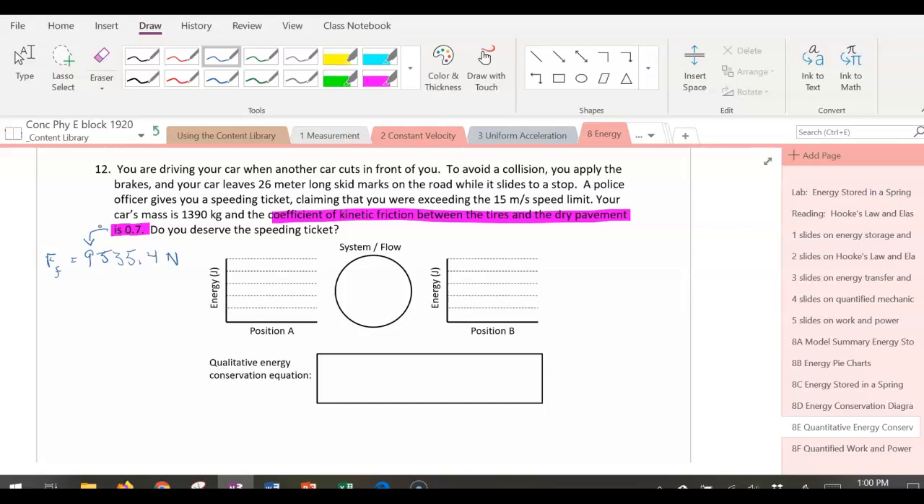Okay, so let's start looking. Our system here, they don't really tell me, so I'm just going to assume it's the car and the road and the earth. At position A, you're moving, right? At position B, you're stopped. And so let's think about what kind of energy this system has. There is nothing elastic here, so I'm not even going to put the elastic in my headers.